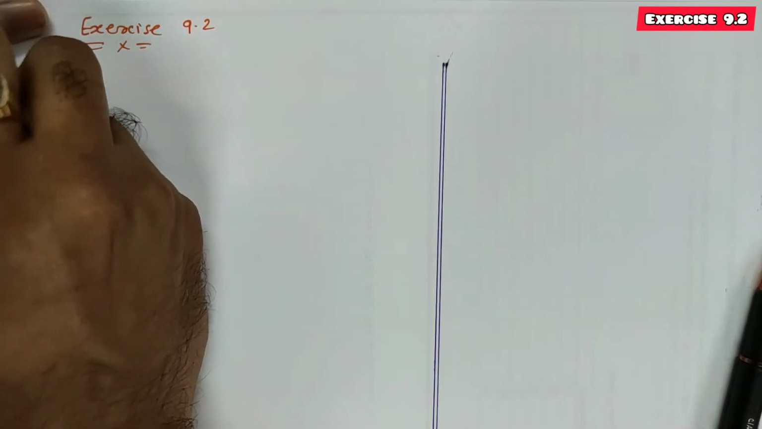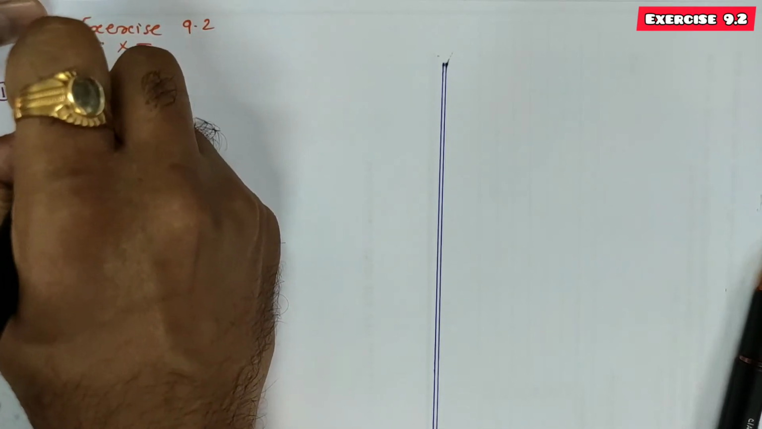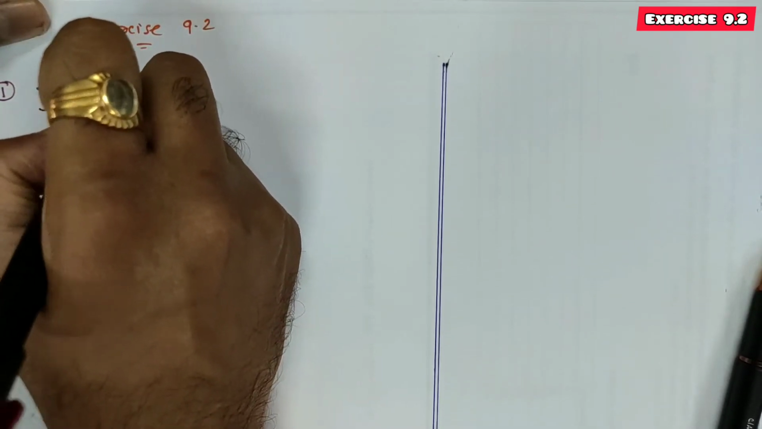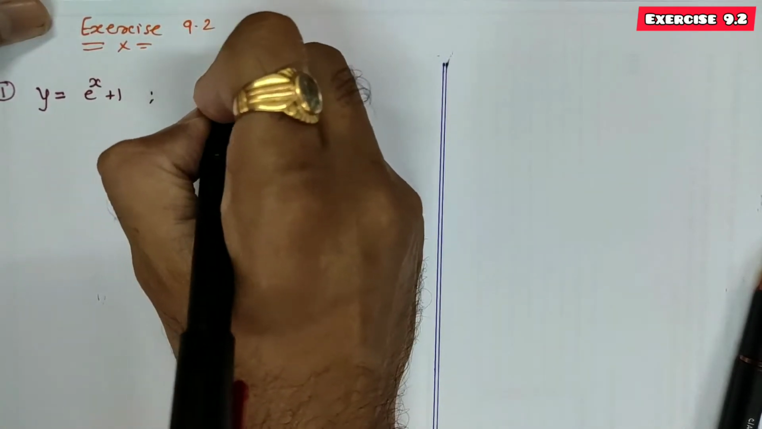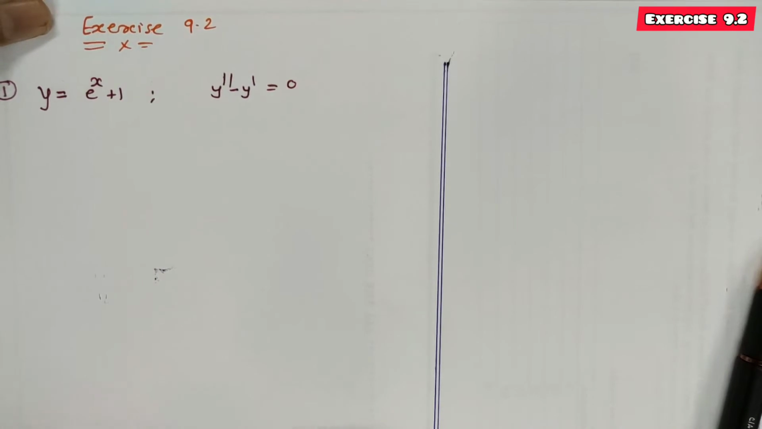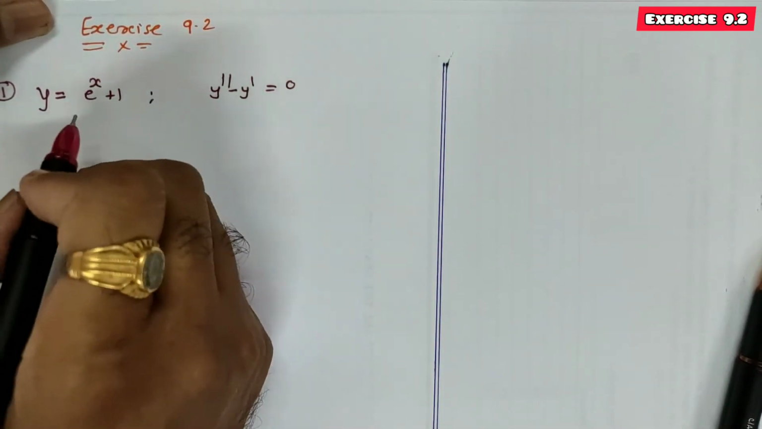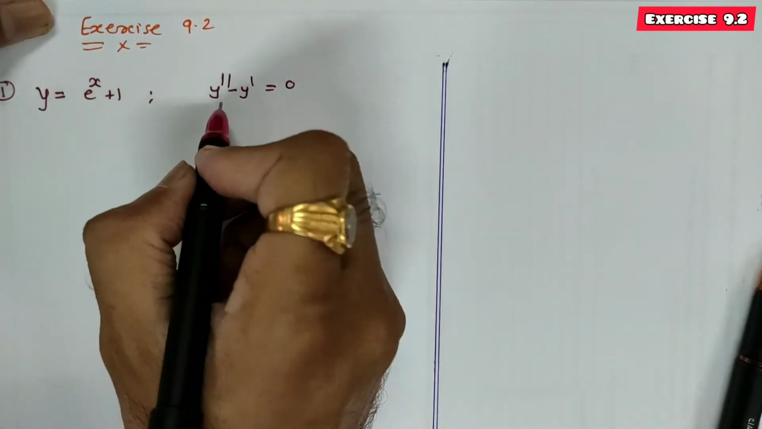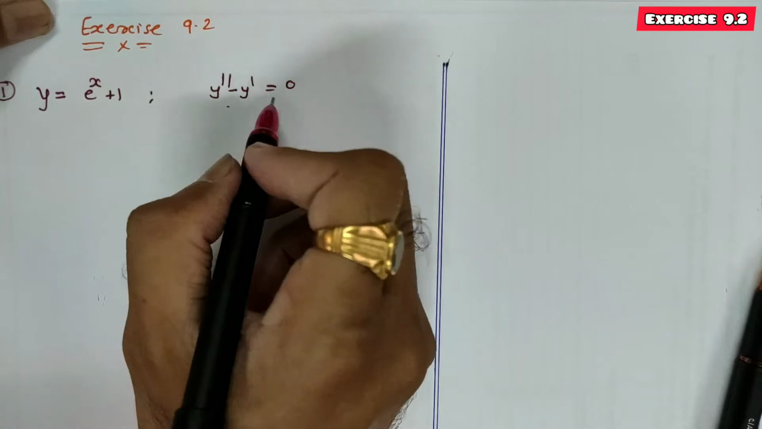For example, the first question. Here the given function is y equal to e raised to x plus 1 and the corresponding differential equation is y double dash minus y dash equal to 0. So we have to check whether this value of y is the solution of the given equation. So what you have to do is put the values of y double dash and y dash in the left hand side and check whether it is satisfied or not.